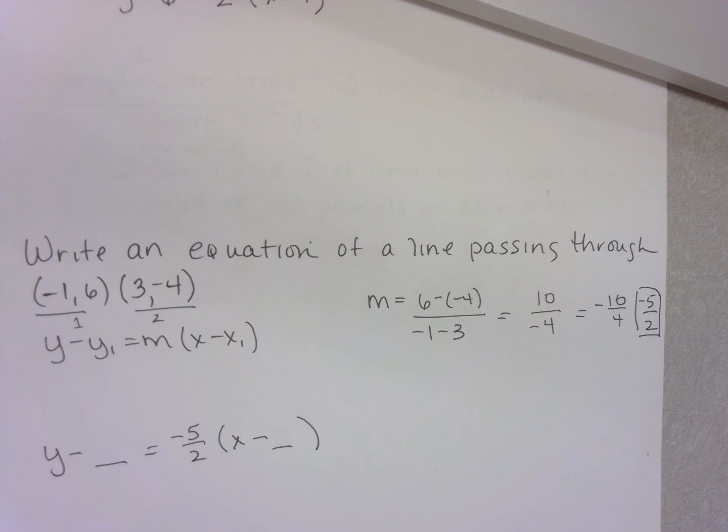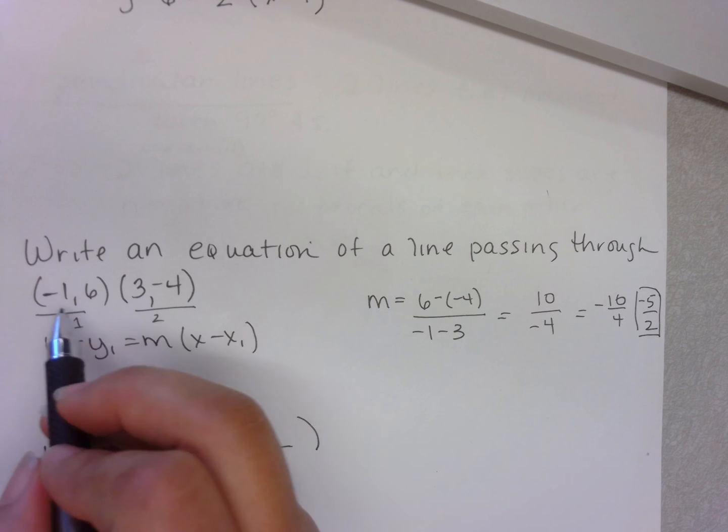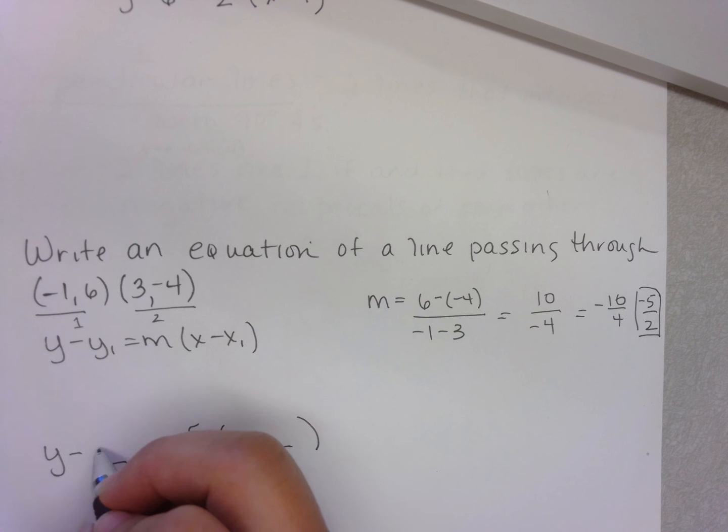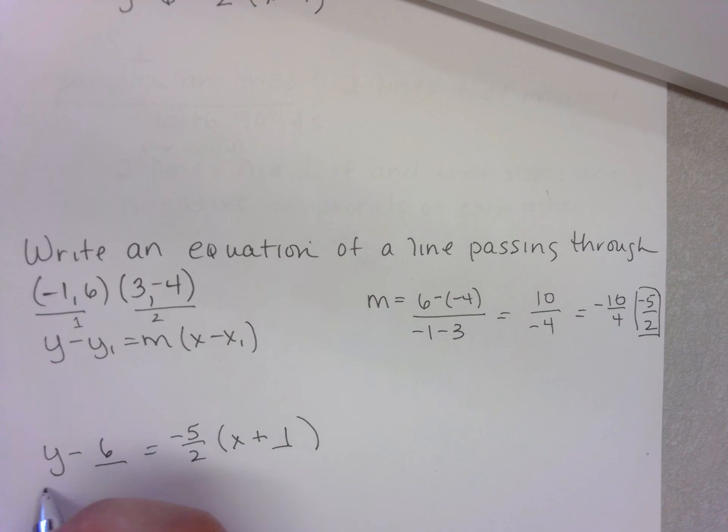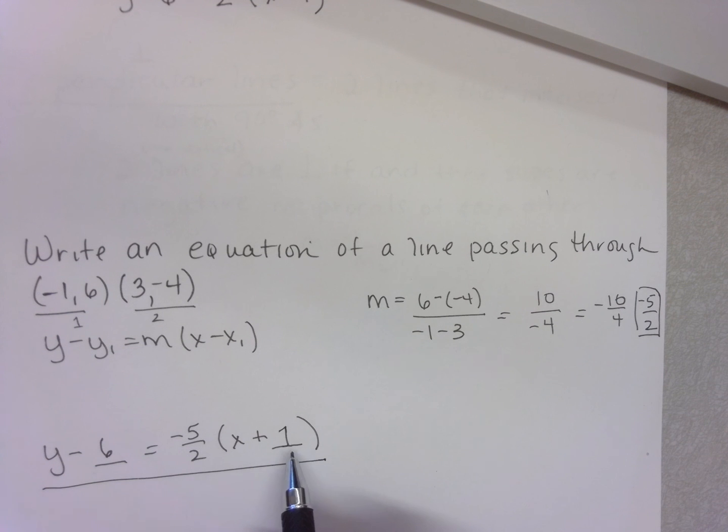But I don't have to actually simplify. I'm just going to drop my points in here. I'm going to pick this first one just because it's first. So I have y minus 6, and then this will be x plus 1, because when I subtract -1, I get +1. And I can just leave my equation just like this. Now, if I really want to, I can solve for y, but that involves distributing this 1 times -5/2 and then combining some fractions at the end.